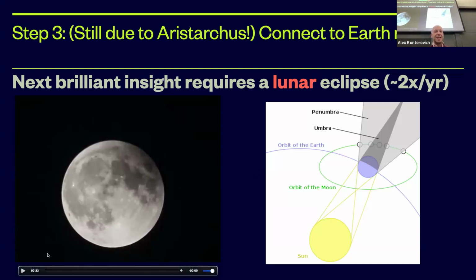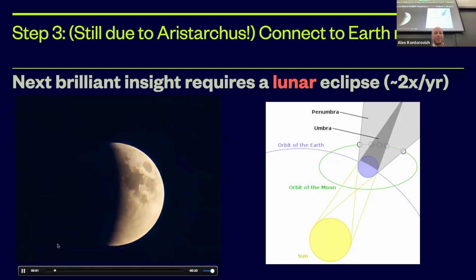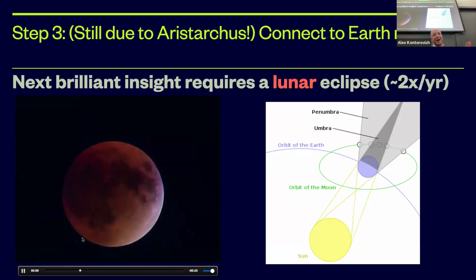Here's what he says. He says, time how long it takes from when the moon first touches the umbra and a little chunk of it is starting to get cut off, until it starts exiting the umbra. So from this moment, let it go into the umbra and let it stay in the umbra. How do you time?